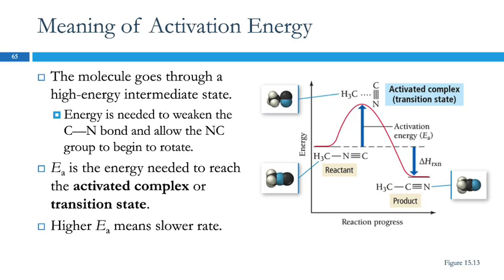So the activation energy is the energy needed to reach that activated complex or transition state. When it gets to this point, it's kind of teetering. It could go either way, right? This could rotate and the carbon could bond with the carbon, or it could rotate the other way and the nitrogen could bond with the carbon again. But the higher the activation energy, the slower the rate, because you need more higher energy particles to get over the hump. Any questions yet?